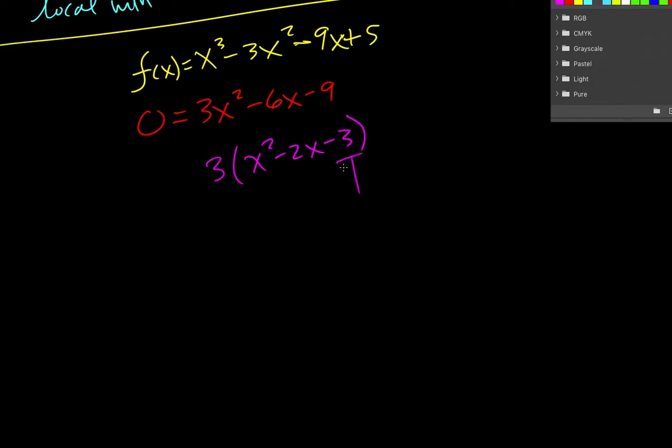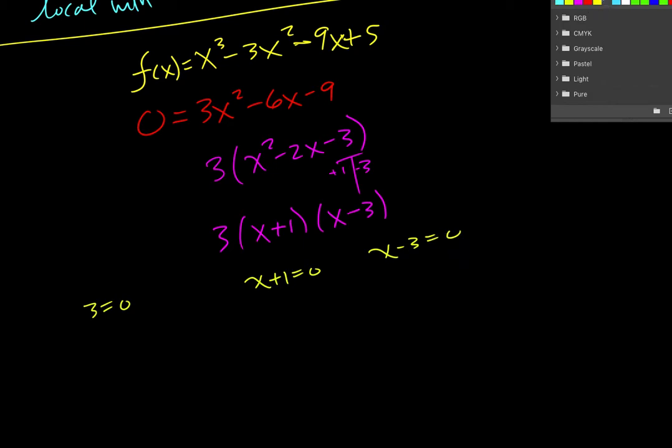And then I can factor. And so we get x plus 1, x minus 3, and then this 3. All right, so we set each piece equal to 0. We say 3 equals 0, x plus 1 equals 0, x minus 3 equals 0. And from that, this doesn't make any sense, so we throw it away. Subtract 1, so x equals negative 1, and then we add 3, so x equals 3.